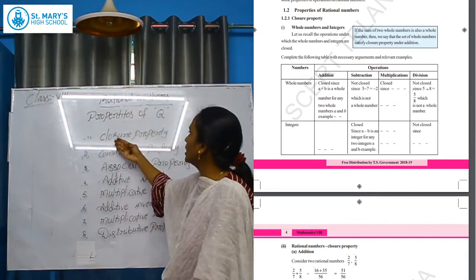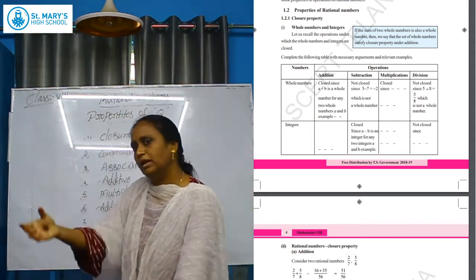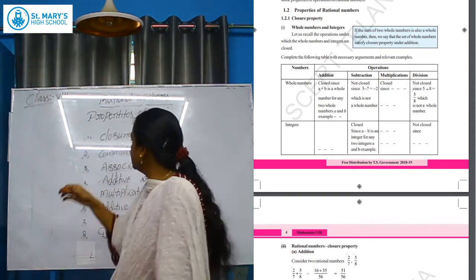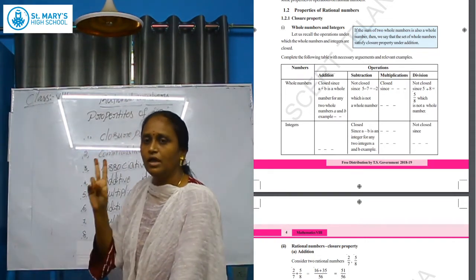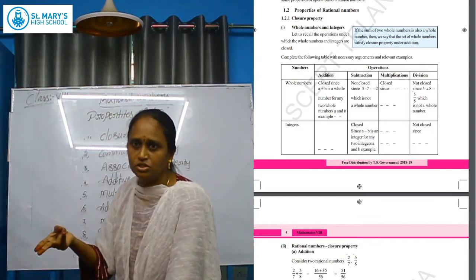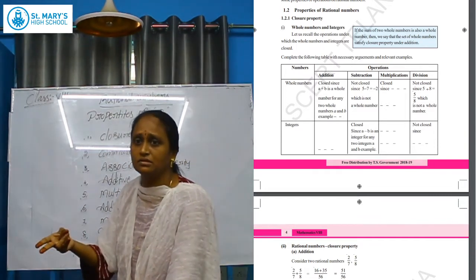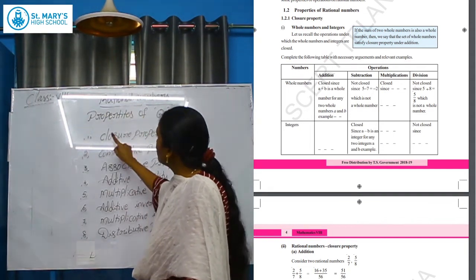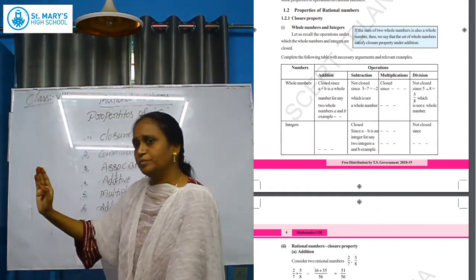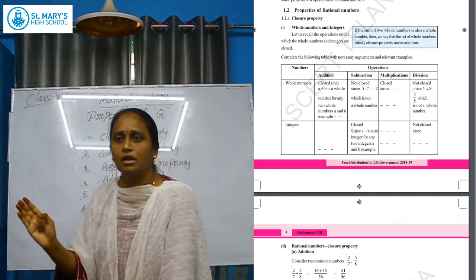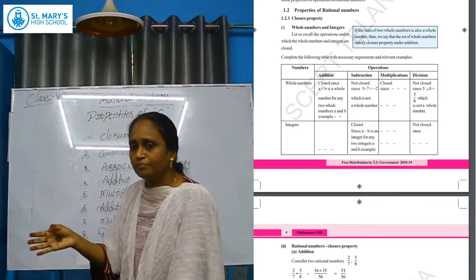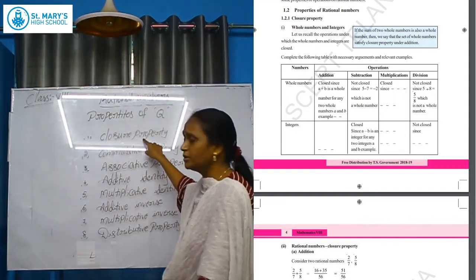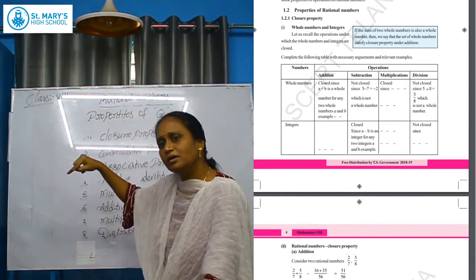So, first of all, what is closure property for whole numbers, natural numbers and integers? Any two numbers, maybe natural numbers, whole numbers or integers. These three we will apply for rational numbers. For integers, the closure property is possible under addition, multiplication and the fundamental operations. So, what is that closure property? In previous years we learned it.